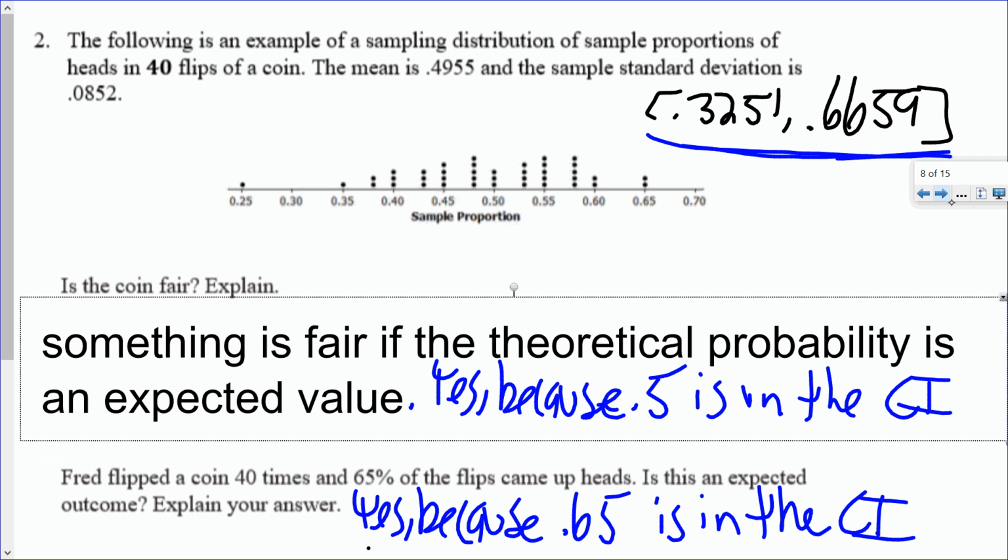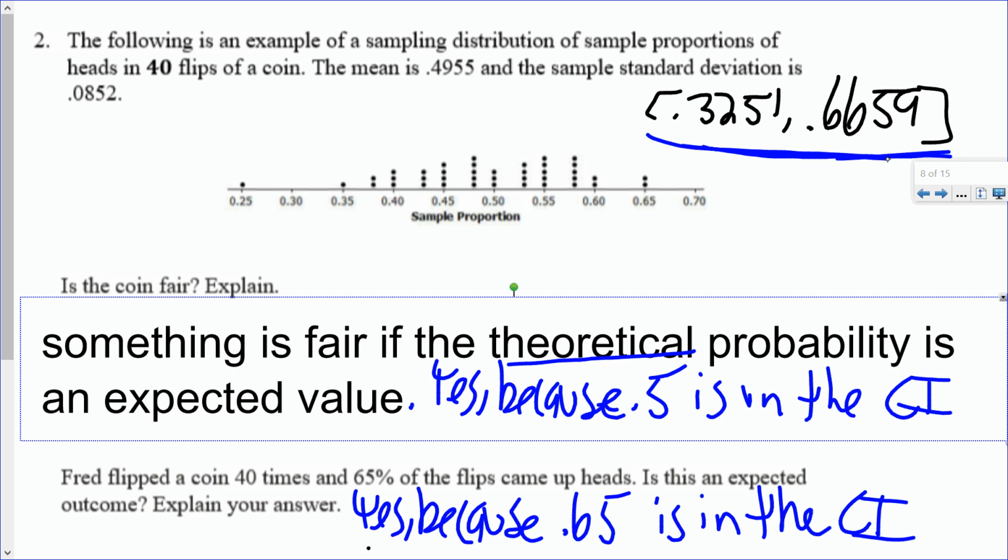The coin is fair if the theoretical probability, in this case 0.5, is in the confidence interval. 0.5 is in the confidence interval, so the coin is fair. And in case you're wondering, what does it mean if the coin is not fair? A lot of cheaters in gambling will use a coin that's not fair. Maybe it's weighted differently, so it's got the weight on one side and is more likely to land on one side than the other. That would be an example of a coin that's not fair. To determine if the coin was fair, without pulling the coin apart, you would do an experiment like this and see if 0.5 falls in the confidence interval.